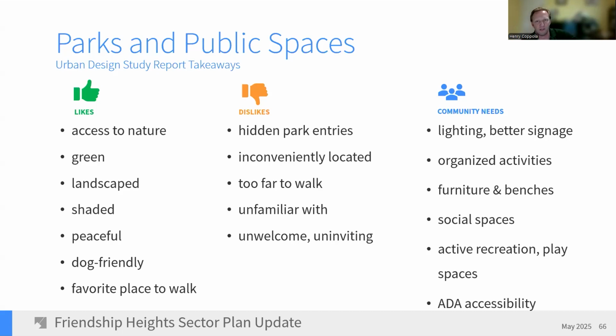The likes tended to focus for parks around that sort of access to nature, what we think of as more passive and contemplative opportunities to enjoy the parks. Dislikes included hidden park entries, difficulty finding and accessing parks, so some of that kind of connectivity stuff that was being discussed. And then community needs touched on the need for more active uses, opportunities to congregate and socialize, and also making parks easier to find and get to.